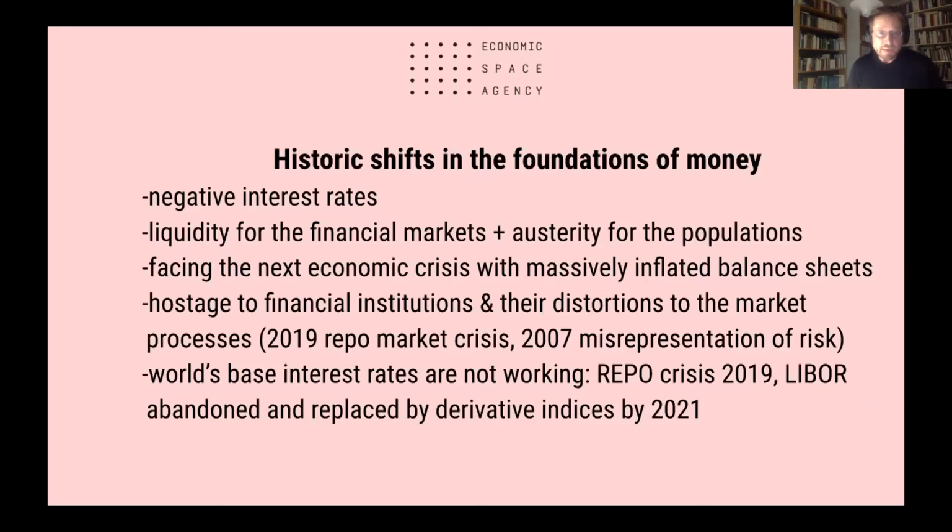And finally, the base interest rates, meaning the overnight rates, which are thought to be risk-free, are not actually working. In the US repo market, there was a sudden illiquidity late in 2019 that required massive liquidity injections from the Fed. Libor, the interbank rate quoted in London, thought to be the most important number in the world, is going to be abandoned. I mean, it was found corrupt. It's going to be abandoned and replaced by a derivatives index by 2021.